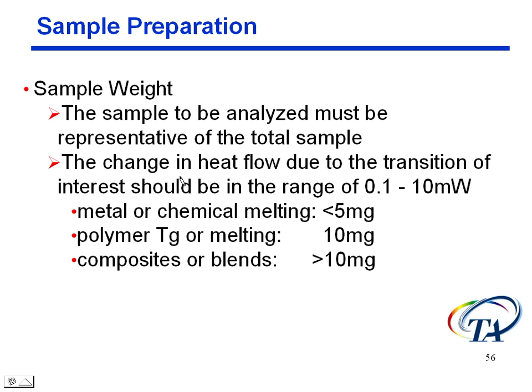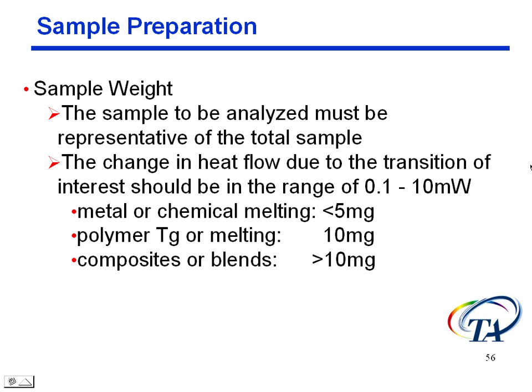but for instance on this modulated DSC, the change in heat flow due to the transition of interest should be in this range from 0.1 to 10 milliwatts. Now, what does that mean? For either metal or chemical melting, so let's say a pure material, maybe an organic chemical, pharmaceutical type material, you typically might want to use 5 milligrams or less. For polymer Tg or polymer melting, approximately 10 milligrams. And for composites or blends, somewhere around 10 milligrams or greater, maybe 15 milligrams.